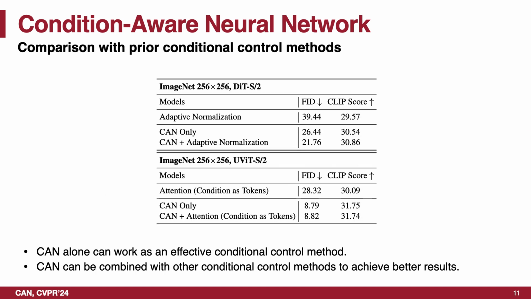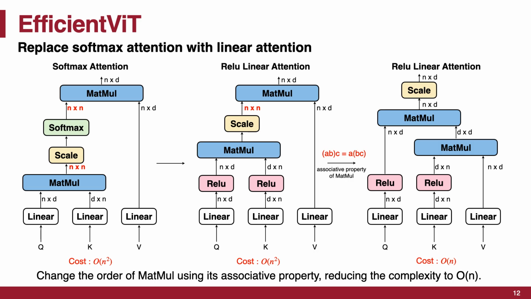Here is the direct comparison between CAN and prior conditional control methods. We have two interesting findings. First, we find that using CAN alone can work as an effective conditional control method, outperforming both adaptive normalization and attention. Second, we find that CAN can be combined with other conditional control methods to achieve better results. Like on DiT, we find CAN combined with the adaptive normalization achieves the best results.